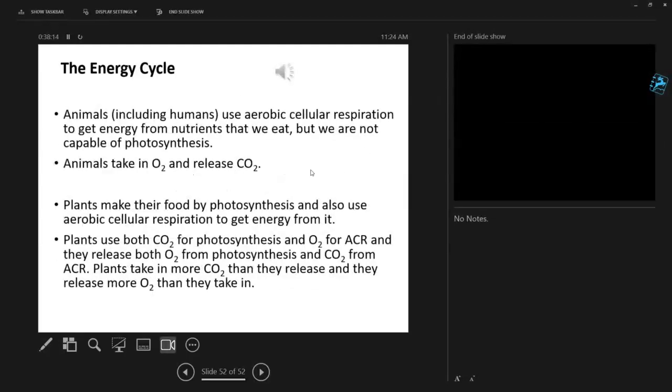So we already talked about this. Animals, we take in oxygen and release carbon dioxide in aerobic cellular respiration. Plants do photosynthesis, in which they take in carbon dioxide and release oxygen, but they also use oxygen and release carbon dioxide. But they release more oxygen than they use, and they use more carbon dioxide than they release. So plants take carbon dioxide out of the air and add oxygen to the air.